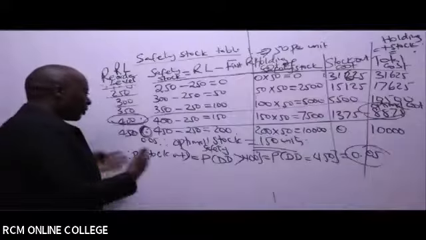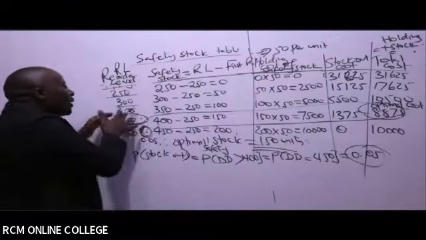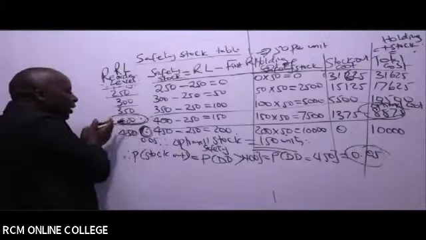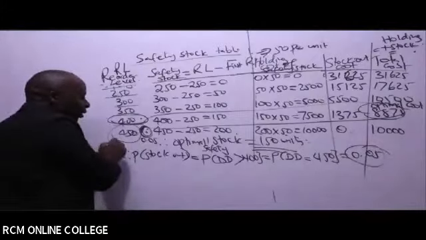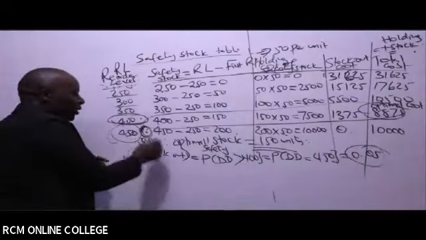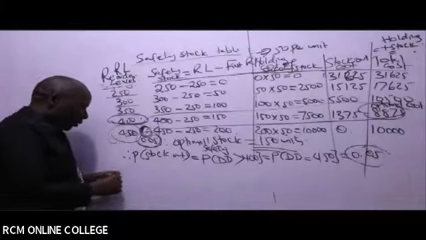So in this case here, what you have supplied is 400, and there is only one event when the demand is more than 400, which is this 450. So then what is the probability of 450? It is 0.05.